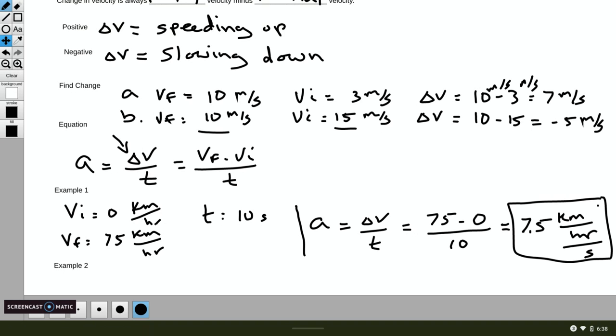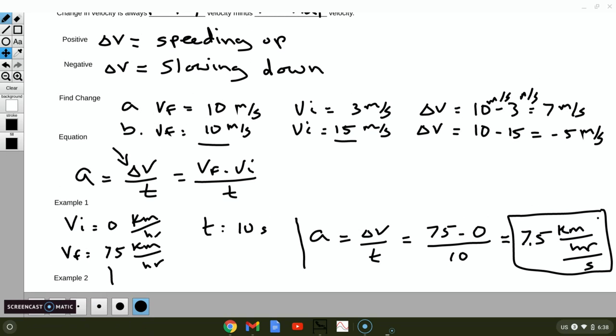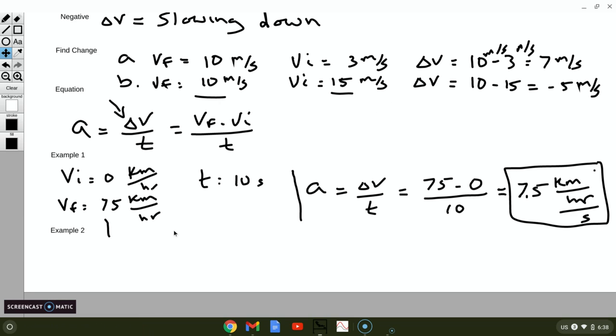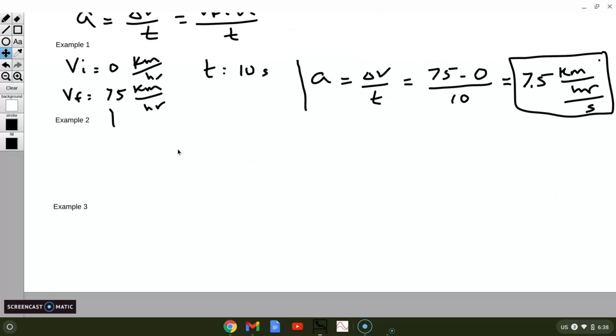All right, so my computer's not working here. Hold on a second, see if I can get this to work. There we go. All right, example number 2.